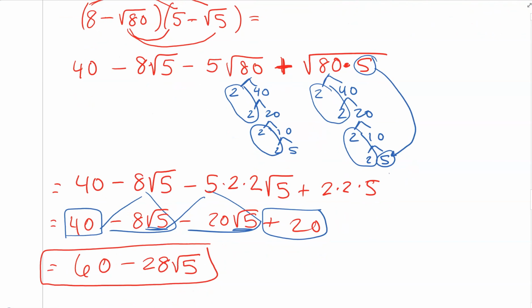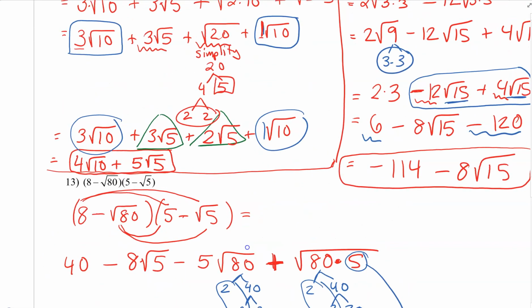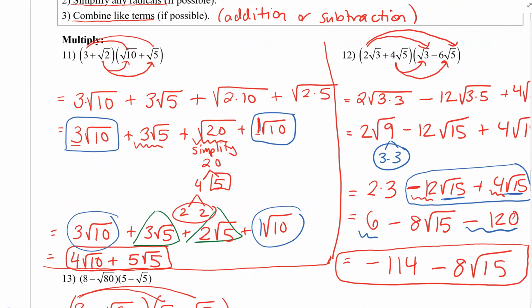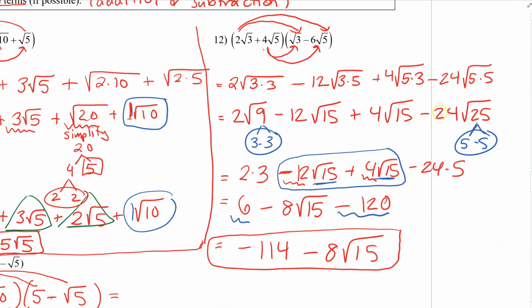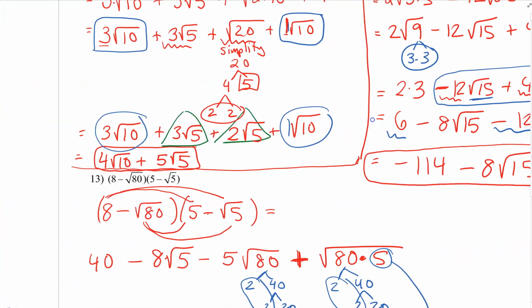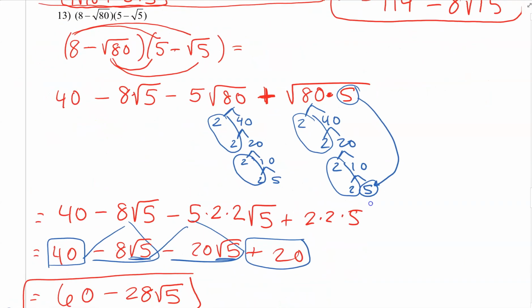So to recap these ones with the binomials, you foil first, then simplify the radicals, then combine like terms. Foil, simplify the radicals, combine like terms. And that's how it's done when you've got binomials.